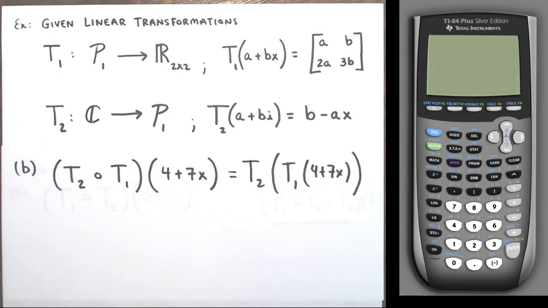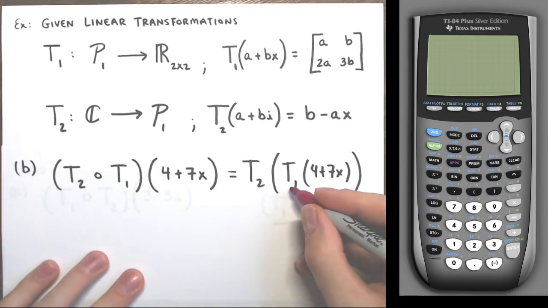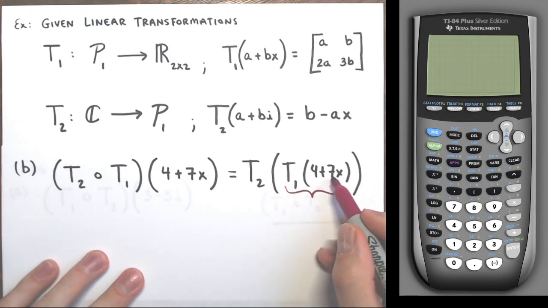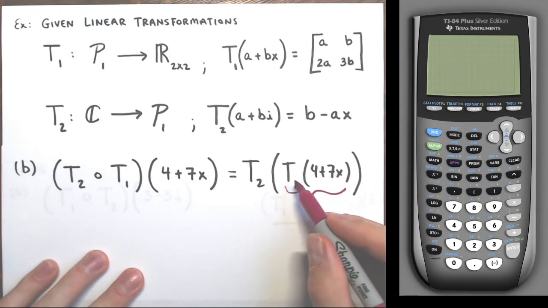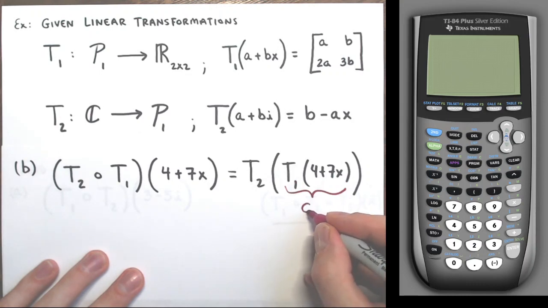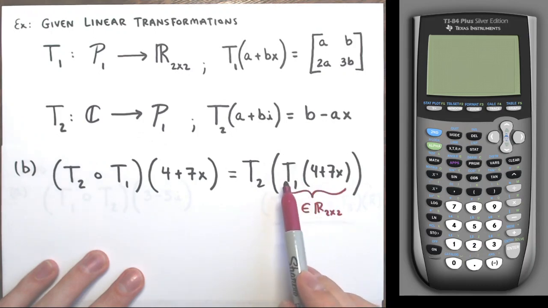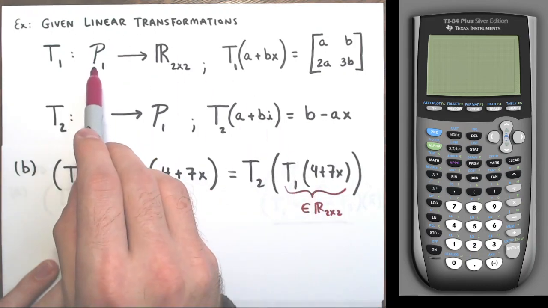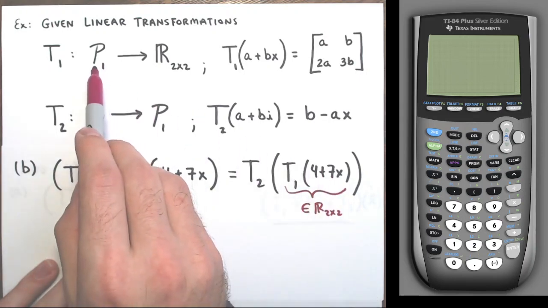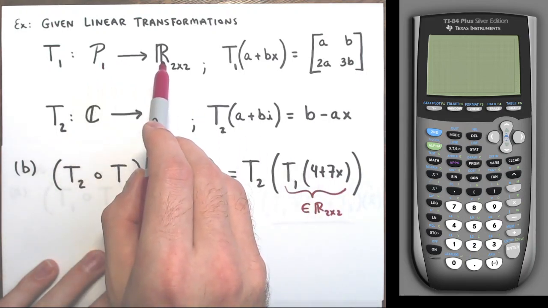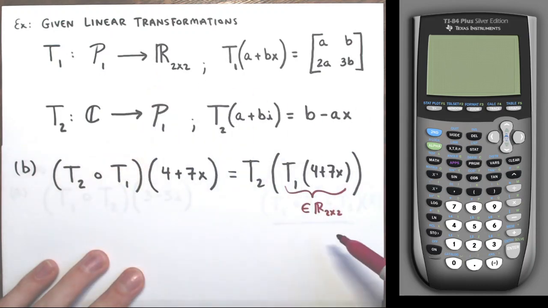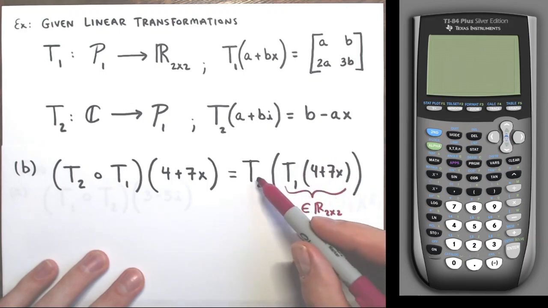Now the question here is, first of all, can I even do it? Is it even well defined? Because look, what happens when I plug this in? When I take 4 plus 7x and apply transformation 1, it takes my polynomial of degree 1 or less, and gives me an output that's a 2 by 2 matrix. Can I plug a 2 by 2 matrix into transformation 2?